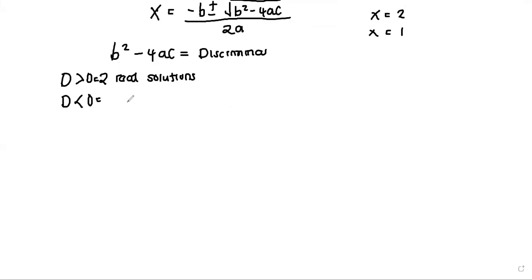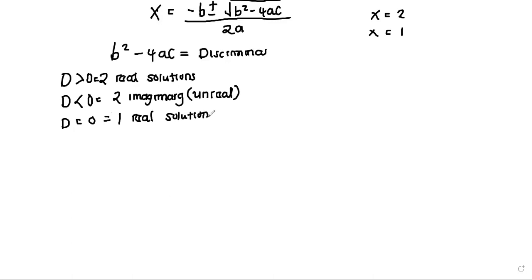If the discriminant is less than 0, then you are going to have two imaginary solutions, meaning they're going to have the i's and stuff, or two unreal solutions. The other case is when D is equal to 0, which means you're going to have one real solution. But if you just state it as one real solution, that is enough. And that is all that you have.